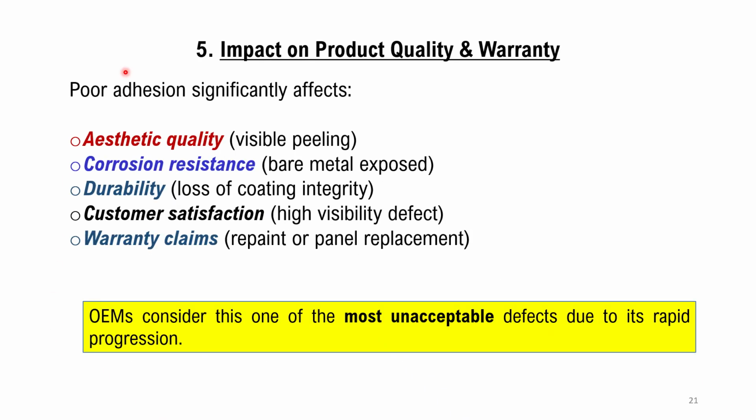Impact on product quality and warranty. Poor adhesion significantly affects aesthetic quality, which is very important for the customer, with visible peeling, resulting in loss of corrosion resistance, bare metal exposed, durability, loss of coating integrity, customer dissatisfaction in case of high visibility, and increasing warranty claims, that is repaint or panel replacement. OEMs consider this one of the most unacceptable defects due to its rapid progression.